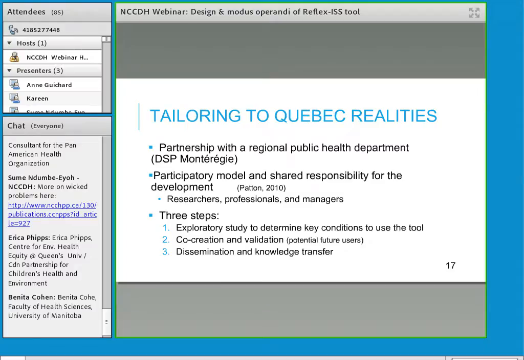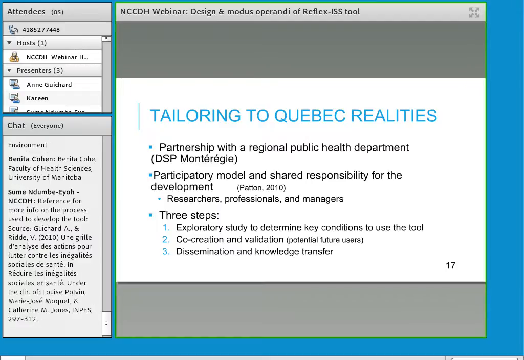In Quebec, the appreciation of the tool's possibilities combined with a willingness of the Montérégie Public Health Unit to act on social inequalities in health provided an ideal setting to tailor the tool to the Quebec context, taking into account the characteristics of regional and local public health organizational realities. The approach was based on a participatory development model. Researchers, health professionals, and managers shared the responsibility to ensure the project would be relevant and lead to pragmatic results.